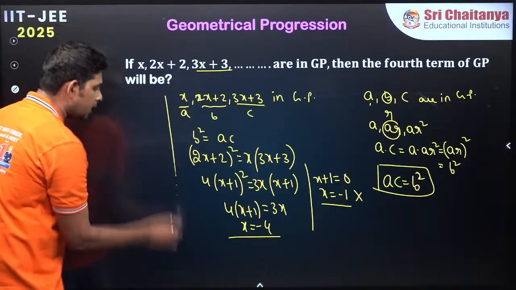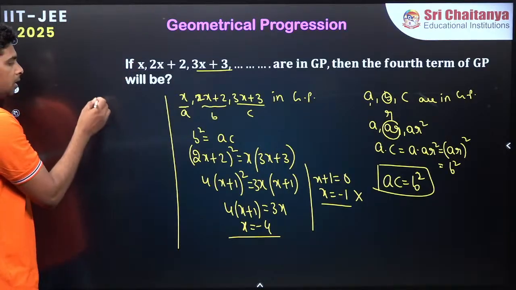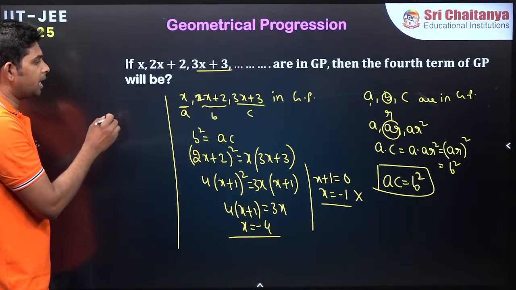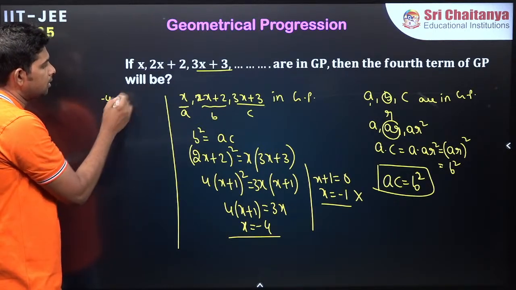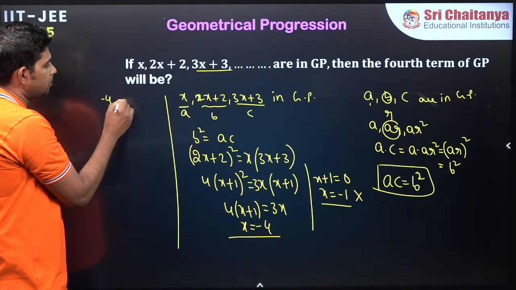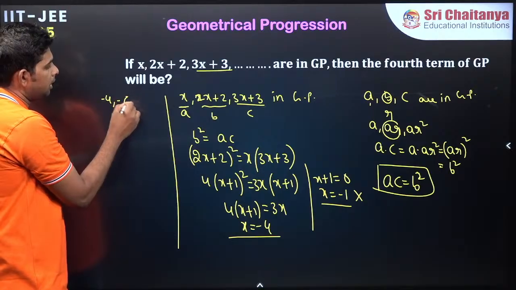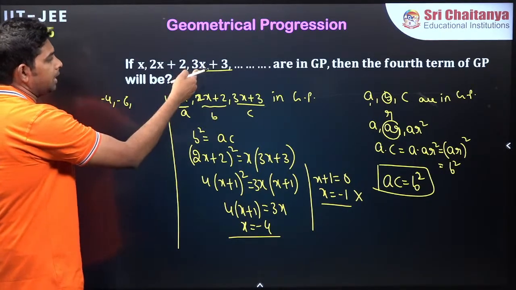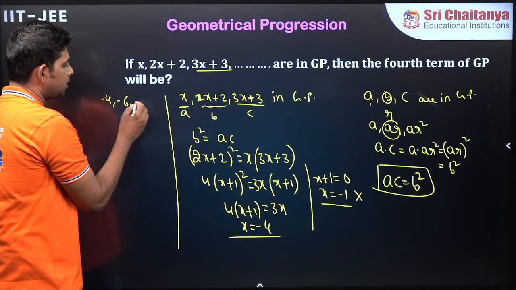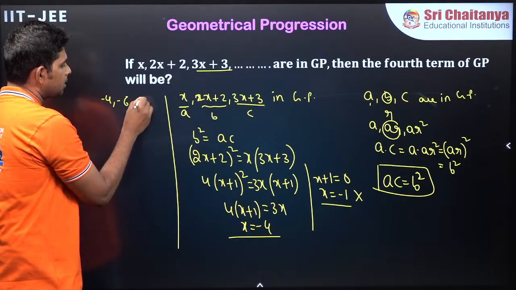Let us see that GP here. Minus 4, you are substituting. If you substitute minus 4, what do we get here? Minus 4, and this one here is minus 8 plus 2, that is minus 6 there. And then minus 12 if you are writing there, minus 12 plus 3 is giving us minus 9.